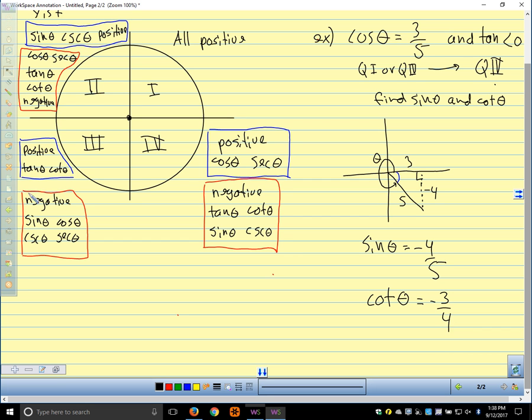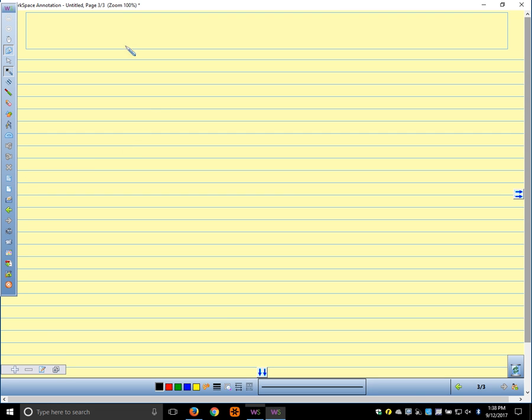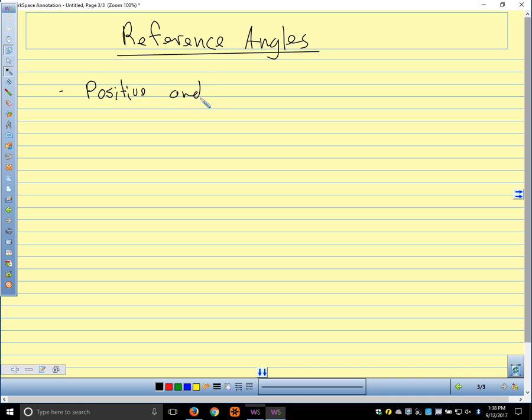Okay, I want to talk really quickly about reference angles, because that's really what we've been doing, is using reference angles. A reference angle is a positive angle from the x-axis. Positive, I should say, positive acute angle.